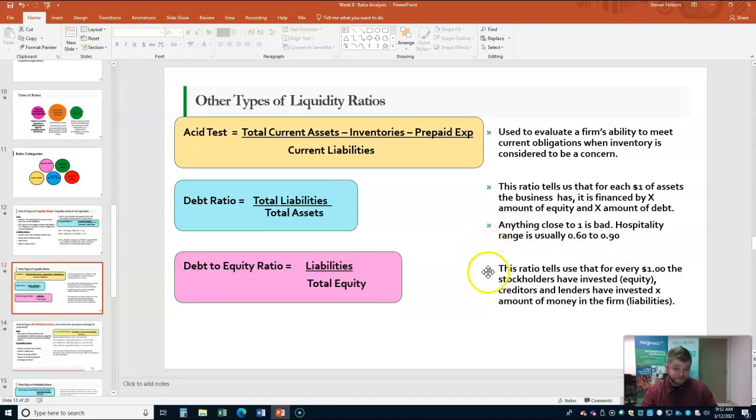when it comes to lots of businesses, really. And then the final one here is the debt to equity ratio, which is liabilities divided by total equity. And this one tells us that for every $1, the stockholders have invested a certain amount of money. So we want to take a look at this as well to see, again, how we are doing, how liquid we are.